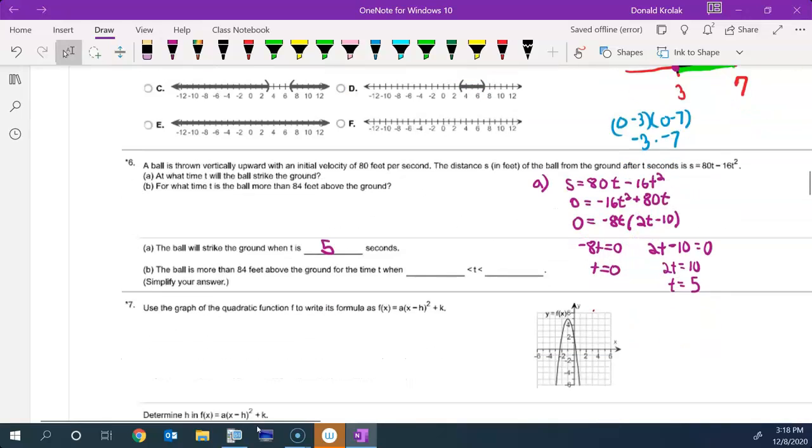All right, is the ball more than 84 feet above the ground? The ball is more than 84 feet above the ground for the time t when, okay, so what times is it going to be at 84 feet? So I could do this two ways. One is I can take my equation and set it equal to 84.